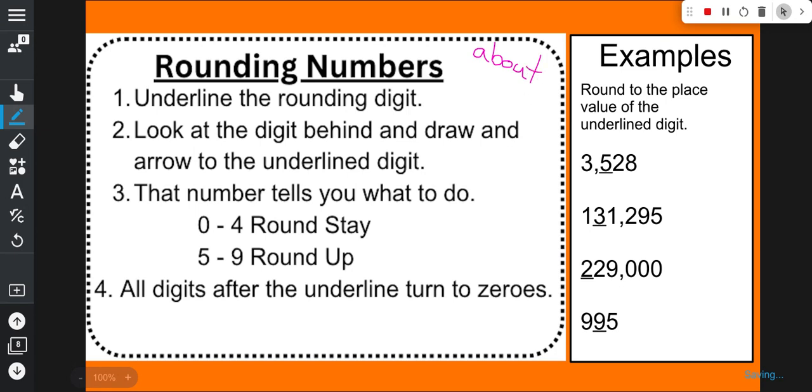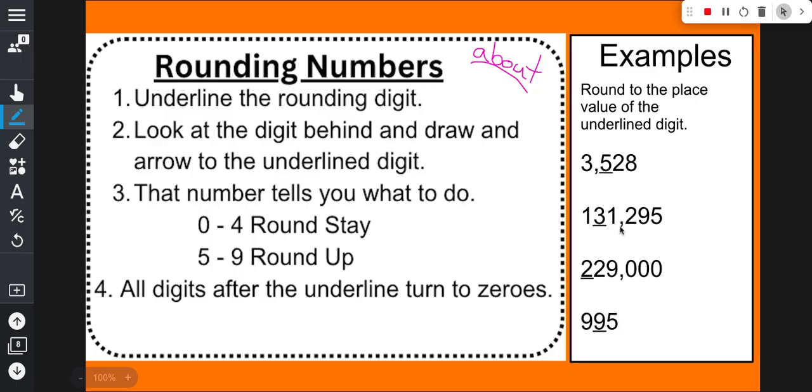Now, if we are doing estimation, we need to round to the highest place value that any of the numbers in the problem share. So if one number has thousands and the other number has hundreds, the highest place value they both share is hundreds. So we would round to the hundreds. How we round? We first underline the digit we're rounding to.